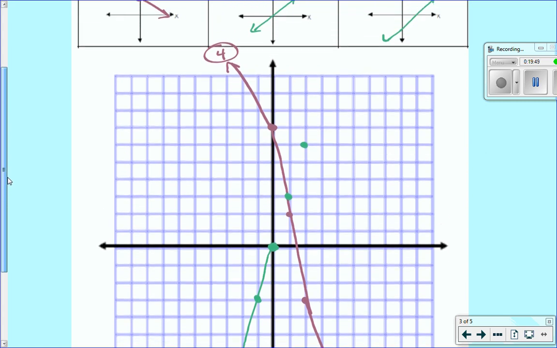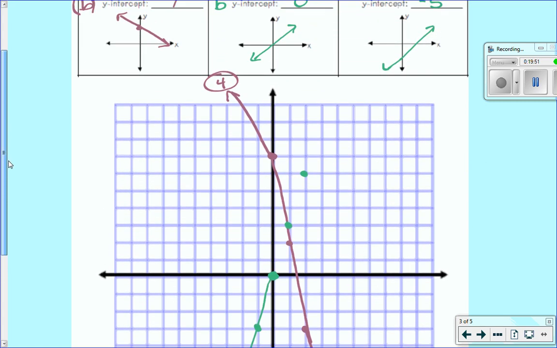Your slope-intercept form project is next Thursday and Friday, where you're going to be graphing lines. This is our practice.